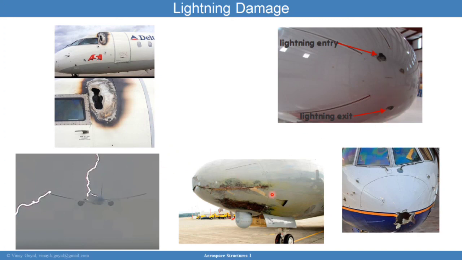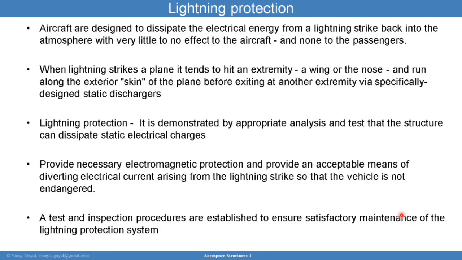And this looks like hail damage, but it was a lightning event as well. So for that reason, aircraft are designed to dissipate the electrical energy from lightning strike back into the atmosphere with little effect on the aircraft and none to the passengers. When lightning strikes a plane, it tends to hit an extremity, like a wing or nose, and then it will run along the exterior skin of the plane before exiting to another extremity via specifically designed static dischargers.